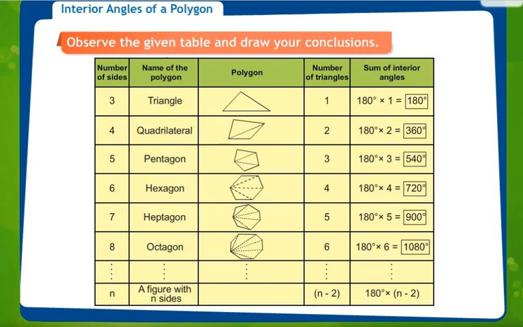Hexagon will give you 4 triangles, so 180 into 4 is equal to 720 degrees. Heptagon, 5 triangles, 180 into 5 is equal to 900. Octagon, the number of triangles is 6, so 180 into 6 is equal to 1080. So if a figure has n sides, the number of triangles is going to be n minus 2. So the sum of the interior angles will be 180 degrees multiplied by n minus 2.